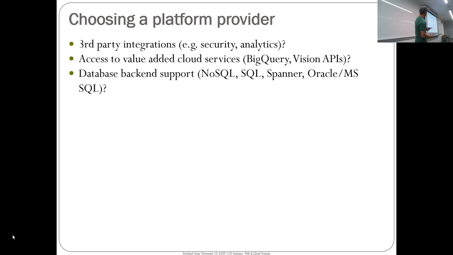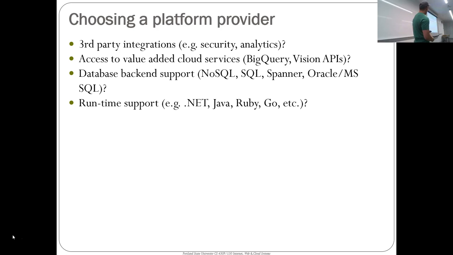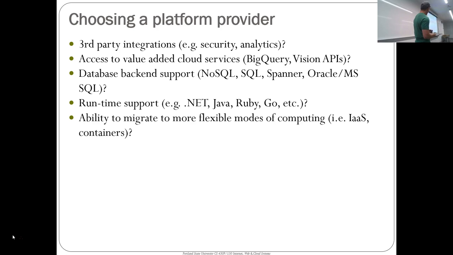Maybe database backend support. So Unity was like, hey, I need a horizontally scalable SQL backend, so I'm going to do this on Cloud Spanner, which is a way to choose. Runtime support: my app runs on .NET and .NET only. Maybe I should do Azure, right? Because they know how to run .NET stuff versus any of the other two providers.